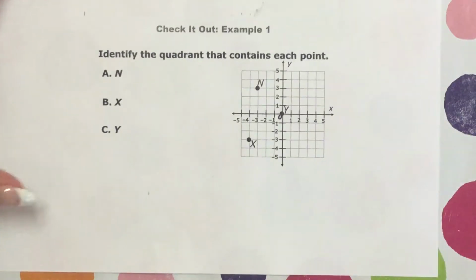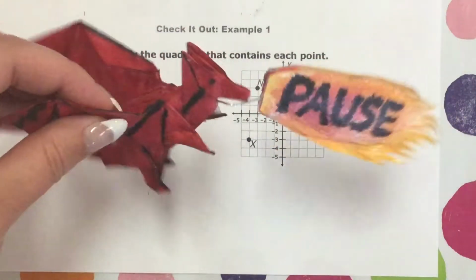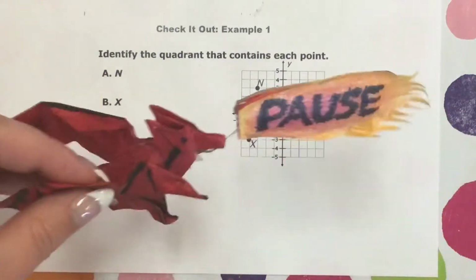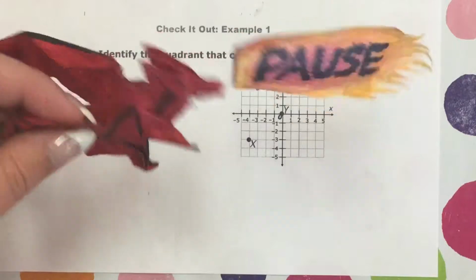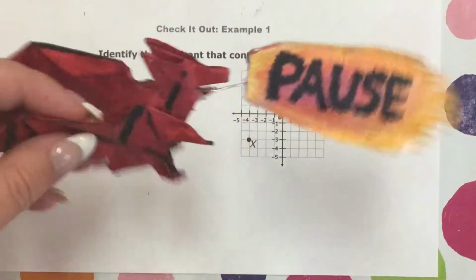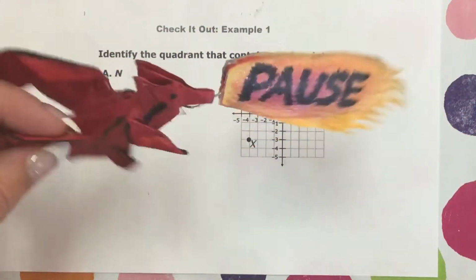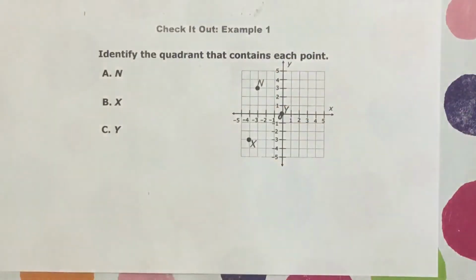Now it is your turn. I want you to check it out. Example 1, where's my friend the pause ring? Oh, there it is. I want you to do A, B, and C. Identify the quadrant. Go ahead, press pause, and work out A, B, and C. When you get done, press play, and we'll see how you did. All right, see you in a bit.